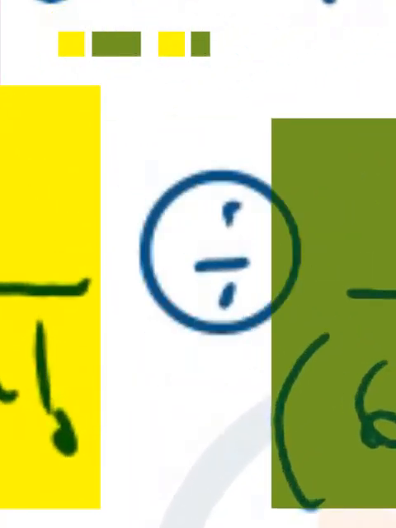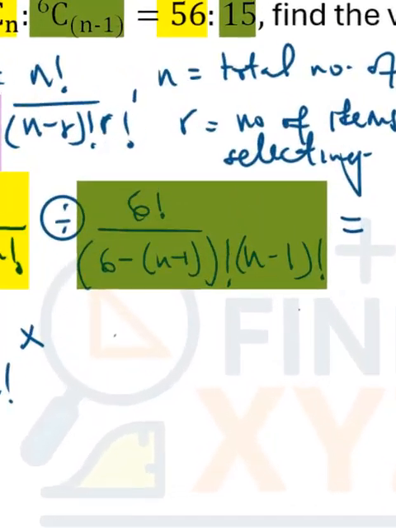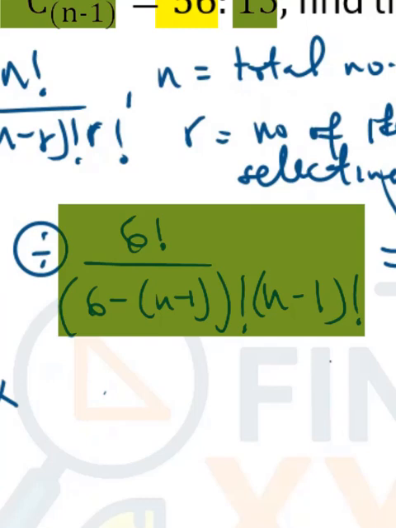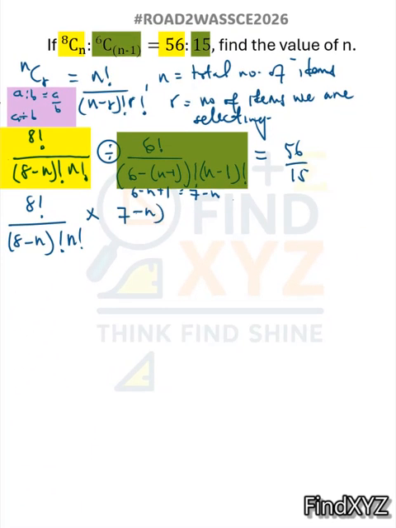What can we do? We can change division into multiplication, then we flip the fraction after it. We have 8 factorial over 8 minus n factorial n factorial, times. Now let's simplify this before we bring it up. So we distribute the negative to each of the items in the bracket. We are going to get 6 minus n plus 1, because negative times negative will give us positive. Then 6 plus 1 will give us 7 minus n. So now I'll write it as 7 minus n factorial times n minus 1 factorial, everything divided by 6 factorial. This is equal to 56 over 15.